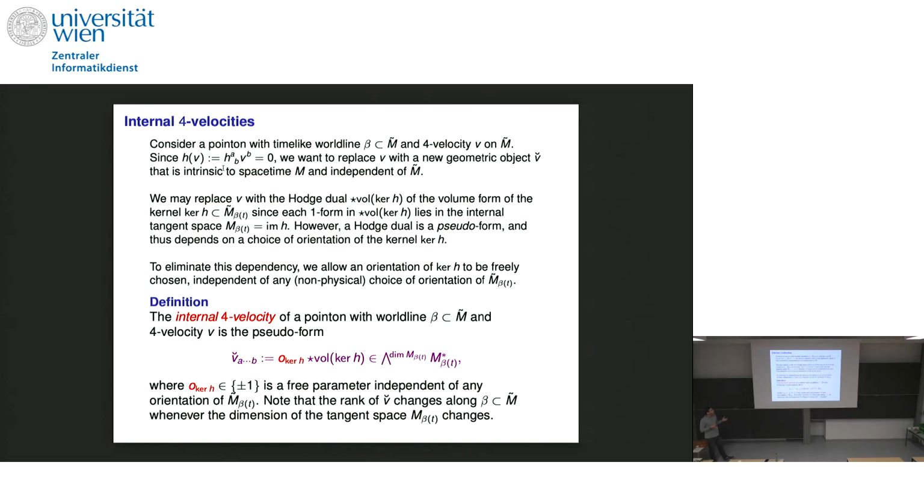However, a Hodge dual is a pseudoform and thus depends on a choice of orientation of the kernel of H. So to eliminate this dependency, we allow an orientation of the kernel to be freely chosen, independent of any non-physical choice of orientation of M tilde. The idea is that by each vanishing subspace, we get a free choice of orientation, and we're going to identify these free choices of orientation with things like electric charge, color charge, spin, things like this. So we'll get physical properties from these orientations.